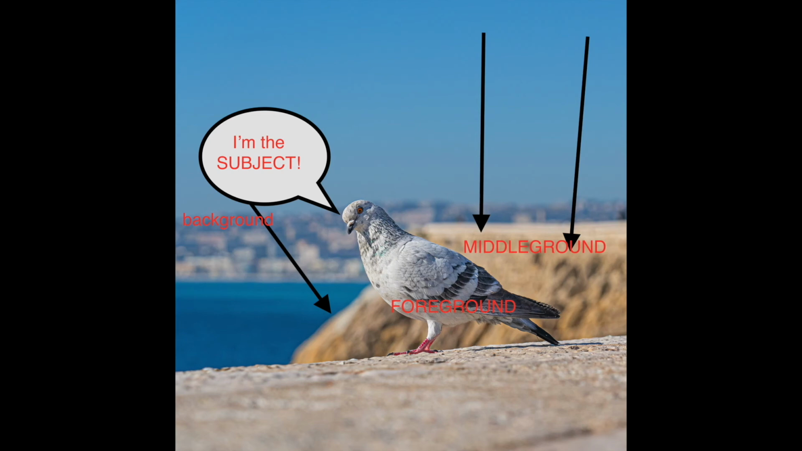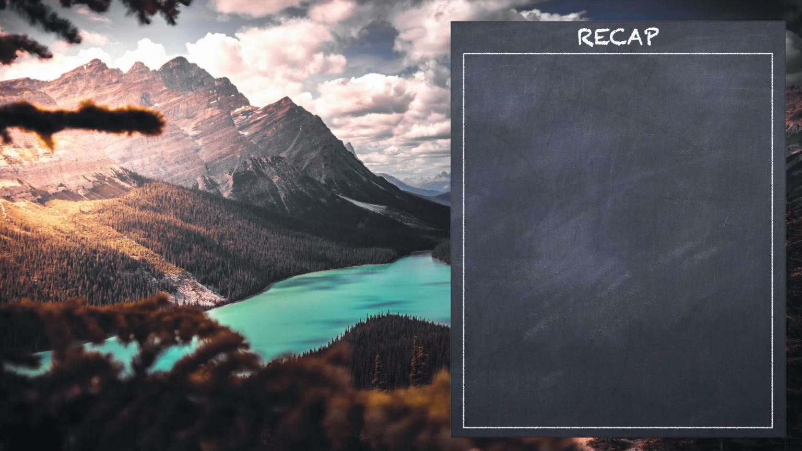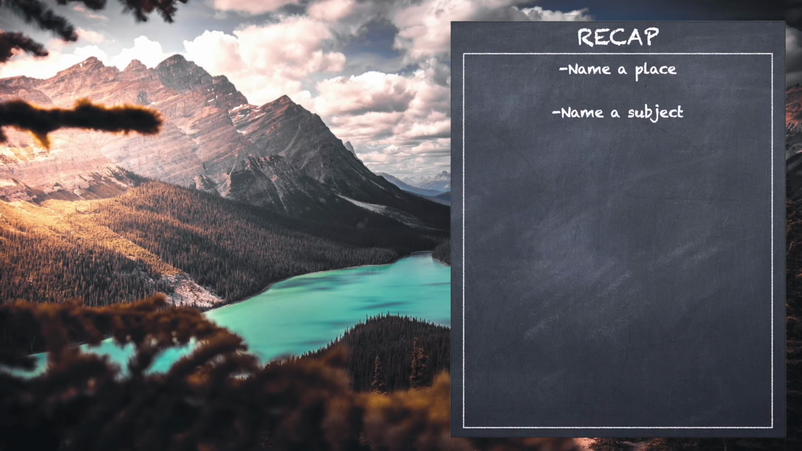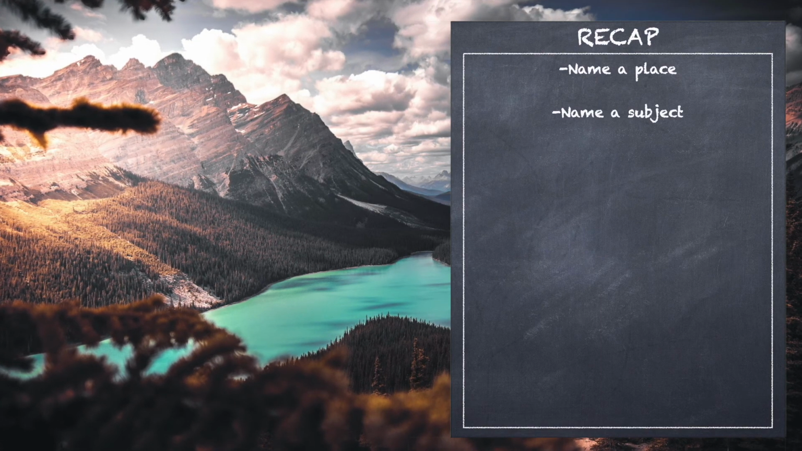Each one of these layers helps create depth in this image and gives the viewer a sense of spatial depth. But Mr. Morris, what does this have to do with our project? Well, today, for your artwork, I want you to name a place. Next, you're going to name a subject. In other words, what is the picture actually about?